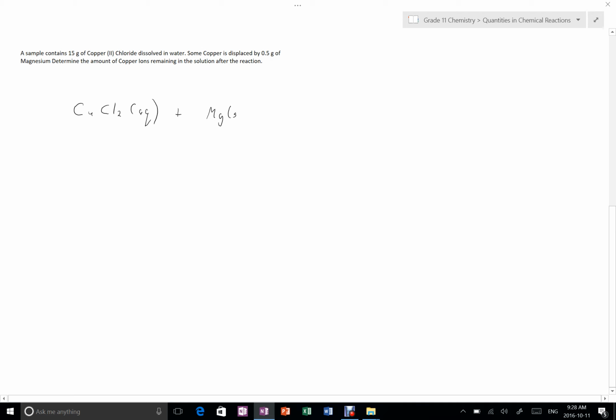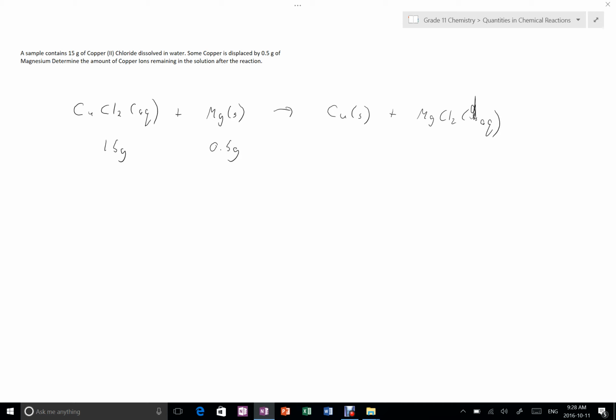So magnesium was put in as a solid, and the copper came out, and magnesium chloride was produced as a soluble salt. I had 15 grams of this, and I had half a gram of that. Who's going to run out first? Is there going to be lots of copper chloride in that solution, or is there going to be magnesium?